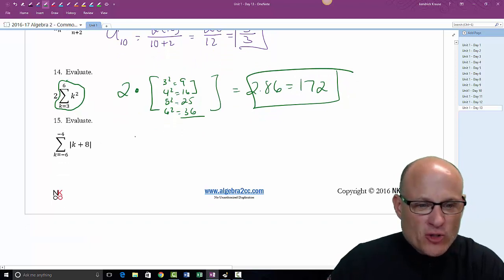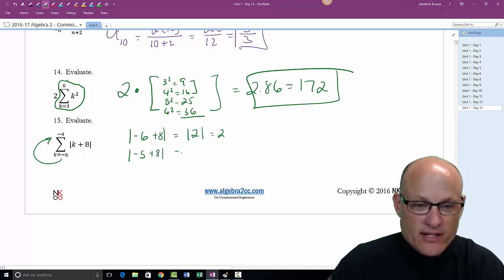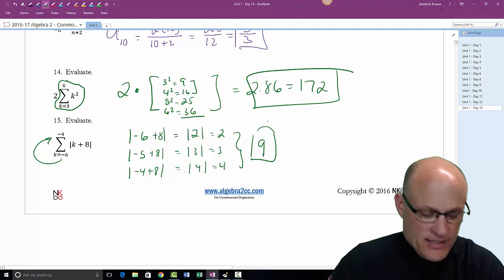All right, so my first term is negative 6. So it's going to be absolute value of negative 6 plus 8. And that's equal to the absolute value of 2, which is equal to 2. Then we're going to do negative 5. Notice it starts at negative 6 and goes to negative 4. So negative 5 plus 8, that's the absolute value of 3, which is just 3. And finally, negative 4 plus 8 is equal to the absolute value of 4, which is just 4. And if I add all that up, I get 9.